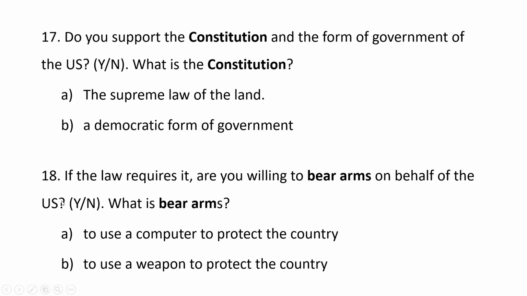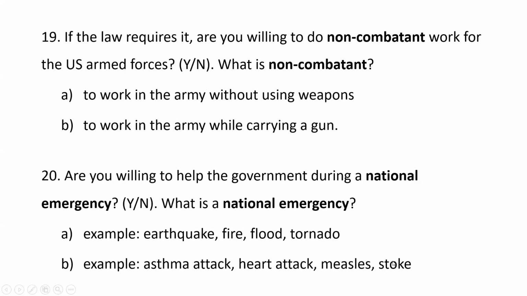There you go. Number 18, if the law requires it, are you willing to bear arms on behalf of the United States? Yes. What is bear arms? Letter B, to use a weapon to protect the country. Excellent. Okay, and number 19.